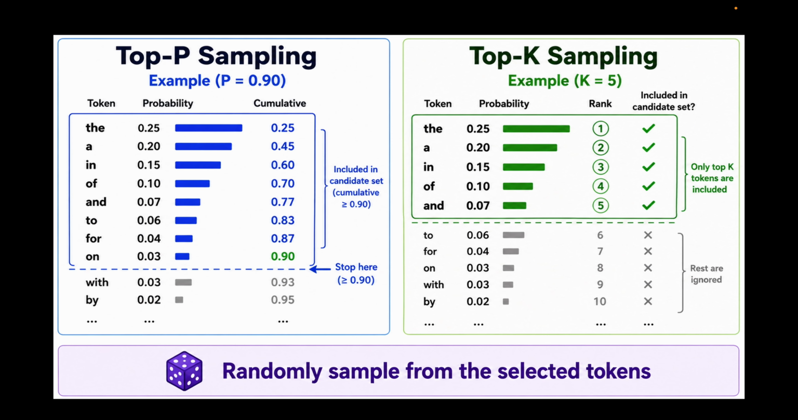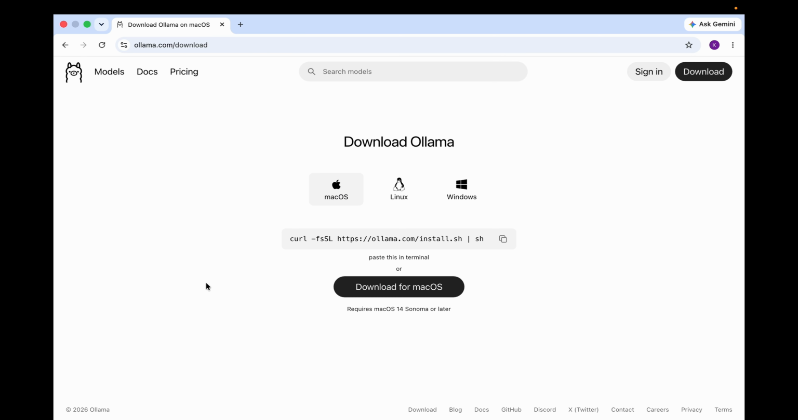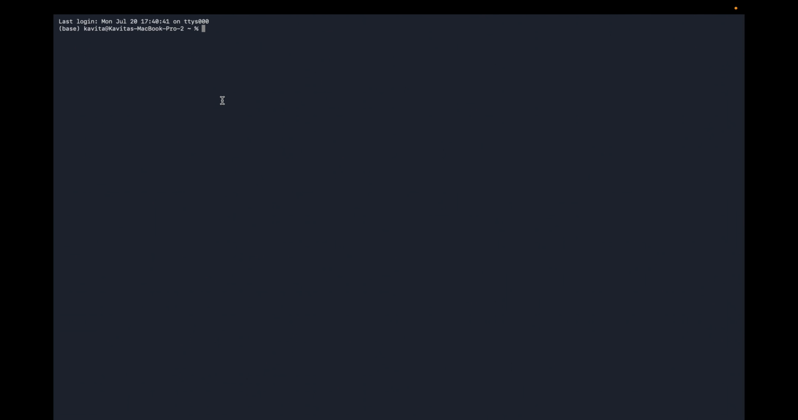Now that we understand what happens during the LLM invocation and the key parameters that influence the behavior, let us see this in action. Before we begin our demo, I wanted to show you that I have already set up my local machine by downloading Ollama, which lets you run open weight models locally on your machine. I will download and run Meta's Llama 3 8 billion parameter model locally on my machine. Before we begin, let us run the Llama 3 8 billion parameter model.